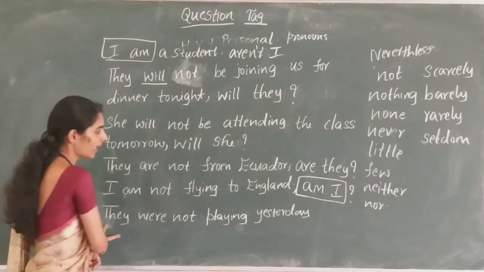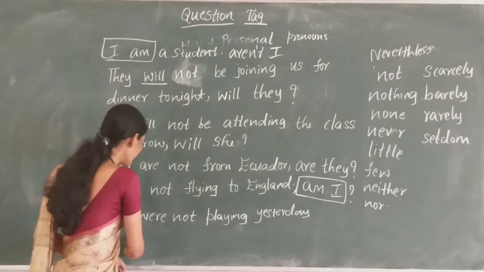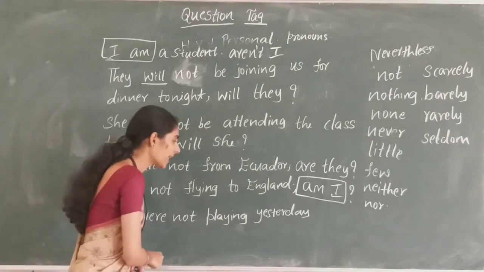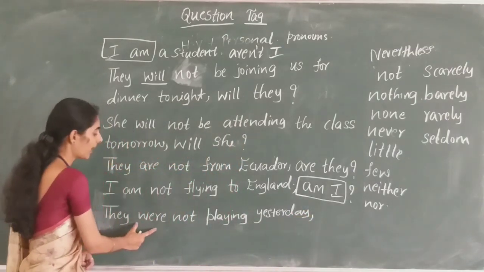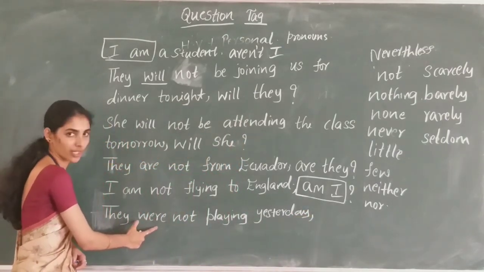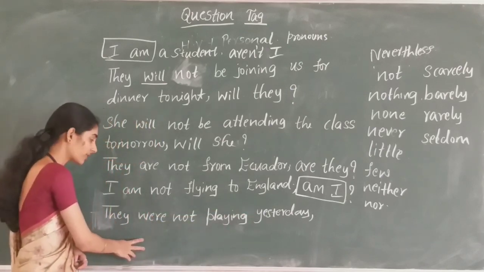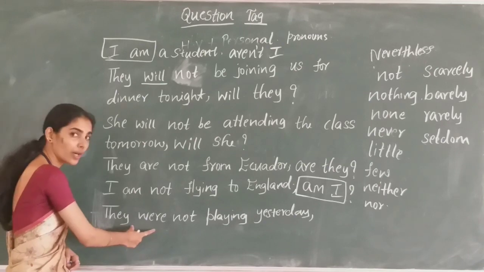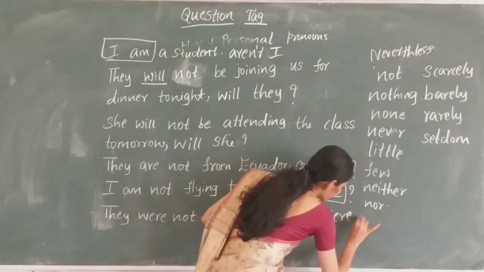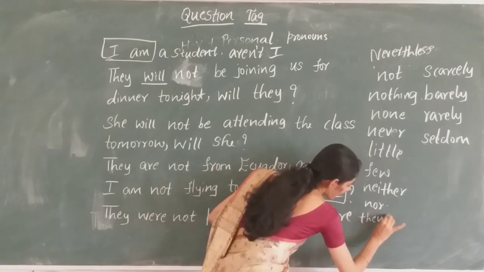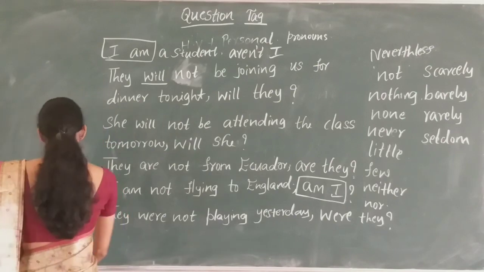Yes. Now look at the last statement or the sentence here. They were not playing yesterday. So now we have again helping verb here, at the same time not, so the tag must be positive. So how do we write that? Were they. Were they. So shall we look at some more examples?